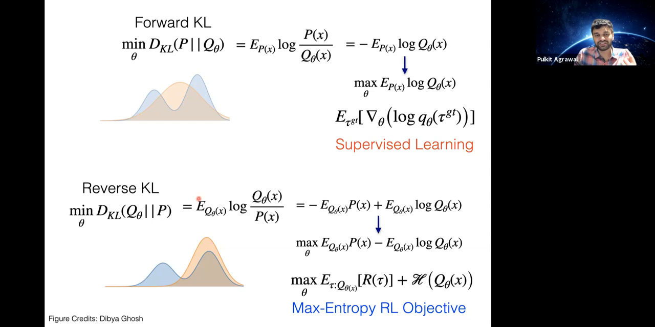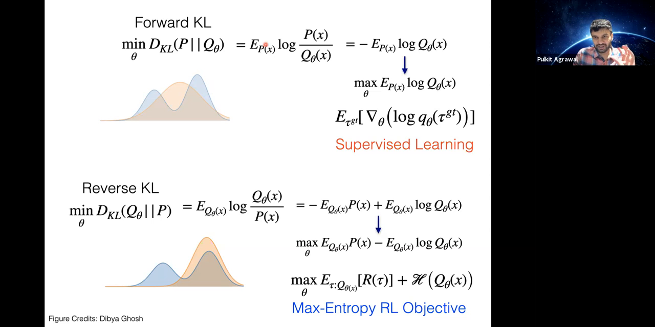One thing to note is, in forward KL, the expectation is with respect to p of x, which is the ground truth distribution. So ground truth is given to you. Whereas in reverse KL, the expectation is with respect to q theta x, where you're learning q theta x. So in some ways, in reverse KL, you're taking the expectation with respect to data you are collecting, versus in forward KL, you're taking the expectation with some ground truth.